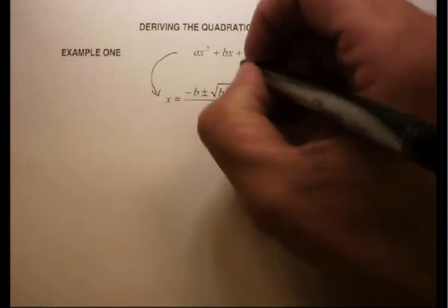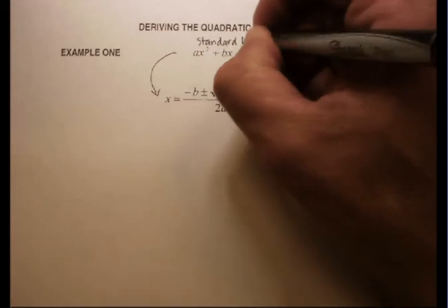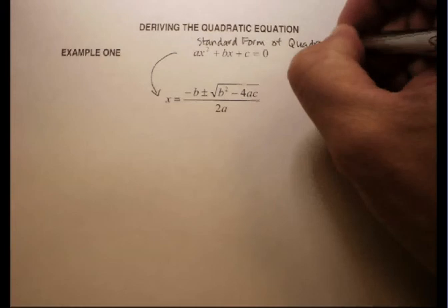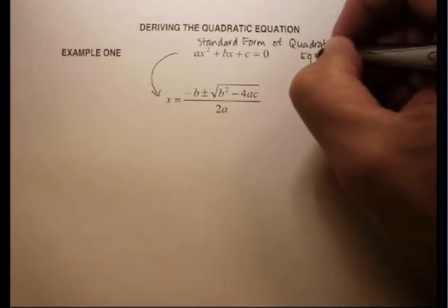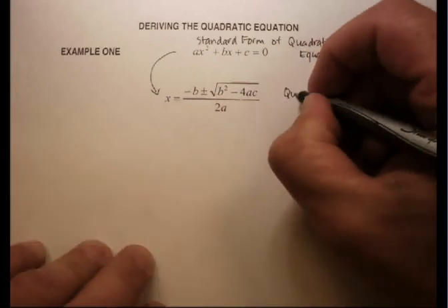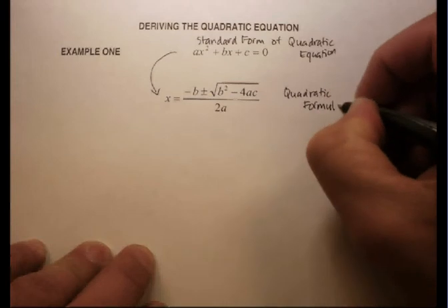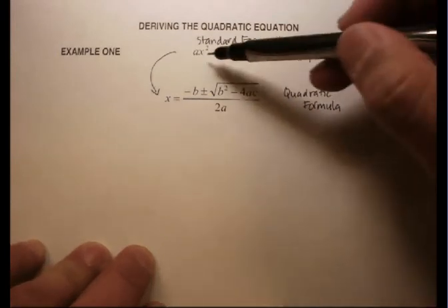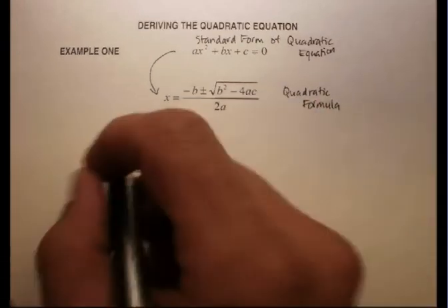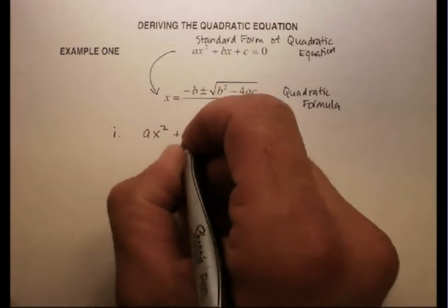Anyway, just to make sure we understand our terms, this is called the standard form of a quadratic equation. This formula is known as the quadratic formula. And what we want to do is see if we can get from the standard form to the quadratic formula. Okay, it's a little bit of an involved process, but let's see if you can keep up with what I do here. So let me just rewrite this.